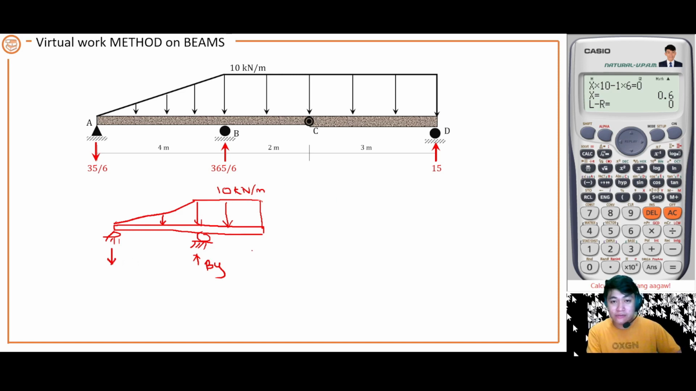So let's sum moment at point C. This is internal hinge. Anyway, let's solve first muna yung part na to because we only have one unknown here. I think it would be better to start with this right segment. Cutting section at point C. This is your point C.